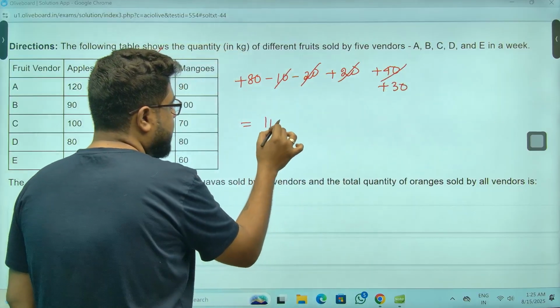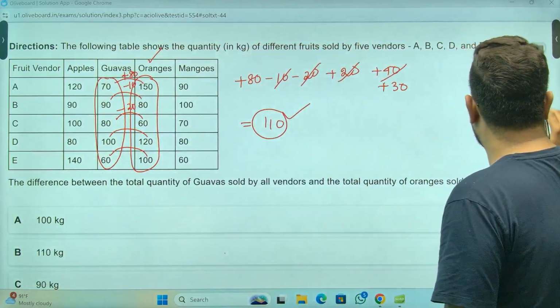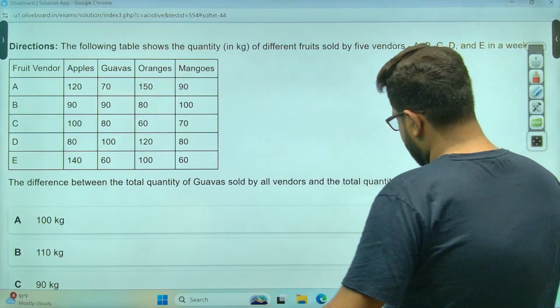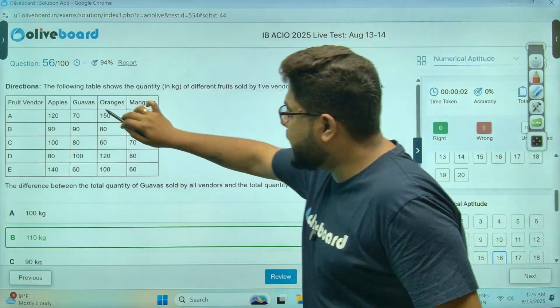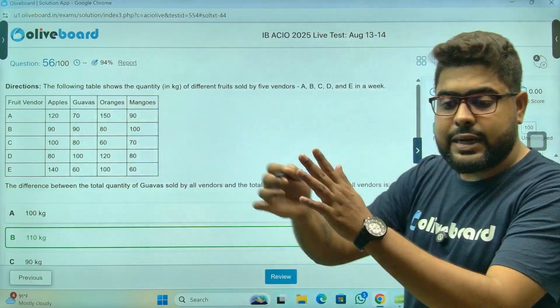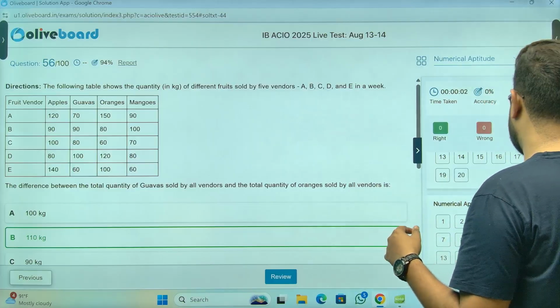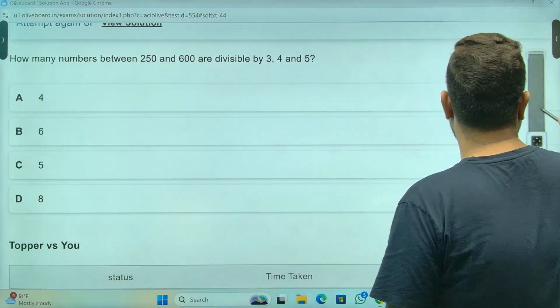110, sir. 110 will be the answer. You see, option B. Option B is the answer, sir. That's the best way. Again, if you think, sir, I'll calculate this first sum, then I'll calculate this, then I'll take the difference, sir, calculation will be lengthier. Your calculation will only be lengthier, sir.